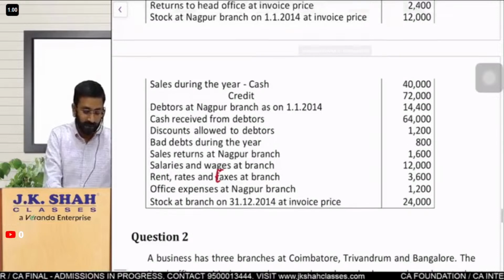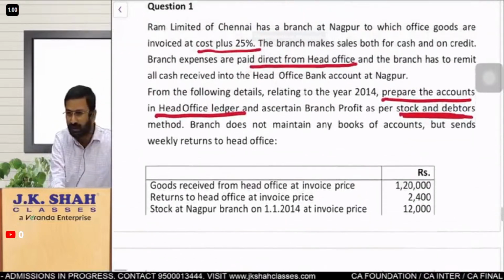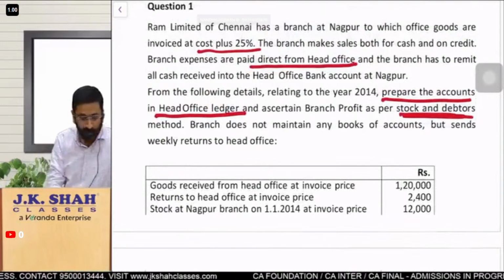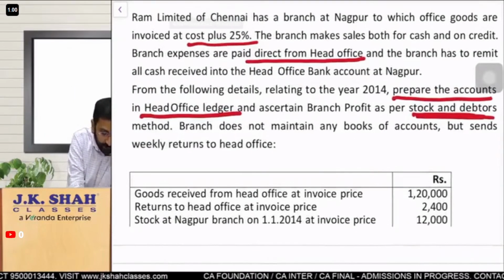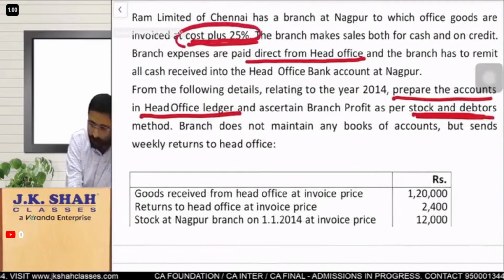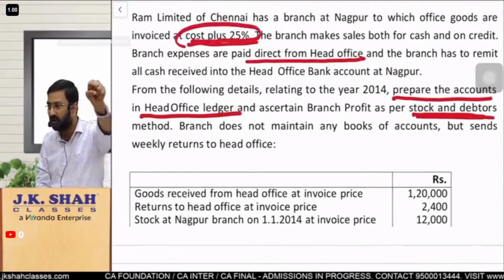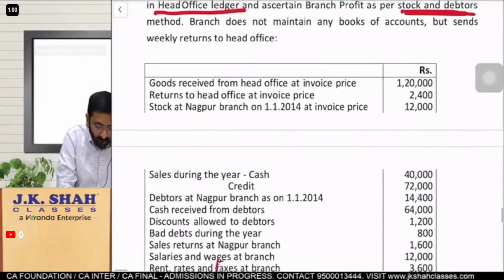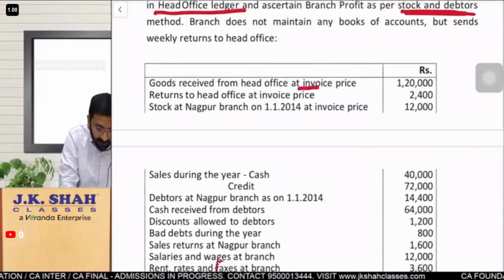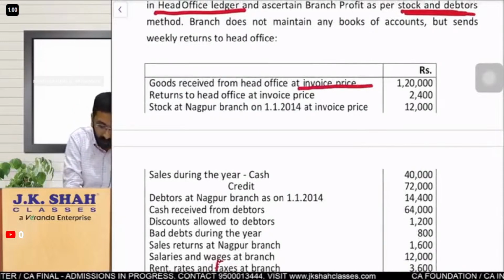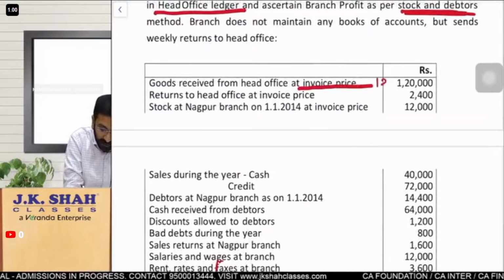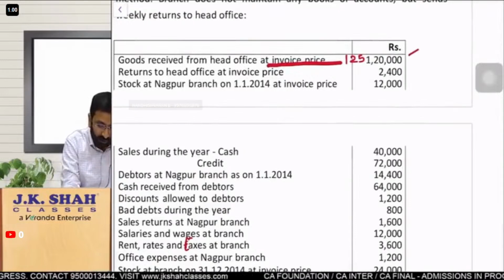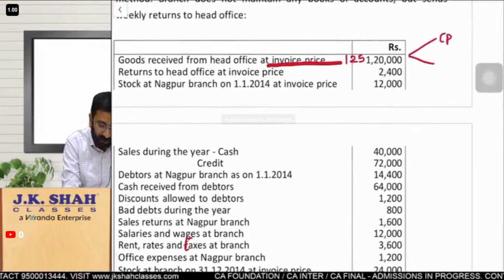Okay. The first thing, we are sending the goods at invoice price. I'm sure you know these shortcuts to find the loading. How much is the loading here? Cost plus 25. So if cost is 100, invoice price is 125. Correct. Now they have given you goods received from head office at which price? Invoice price. So can I say this 120 reflects 100 value or 125 value? 125 value. Out of this 120, you have to find out cost how much, loading how much.